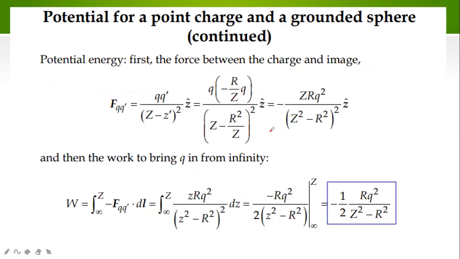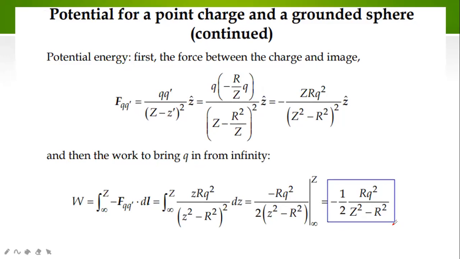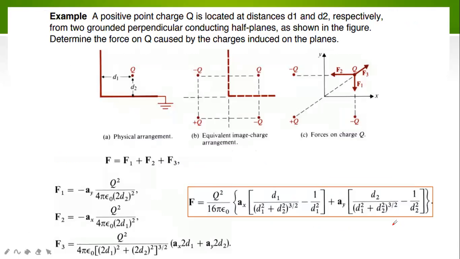And we can also calculate the force between q and q dash, the formula you know. And we can also calculate the work. If we have calculated the force, then we will calculate the work also. Okay, this is one simple example.